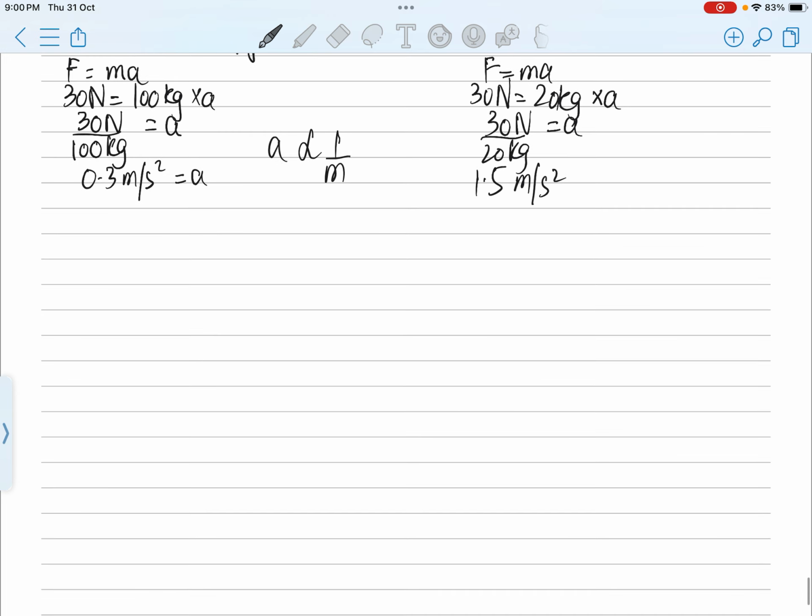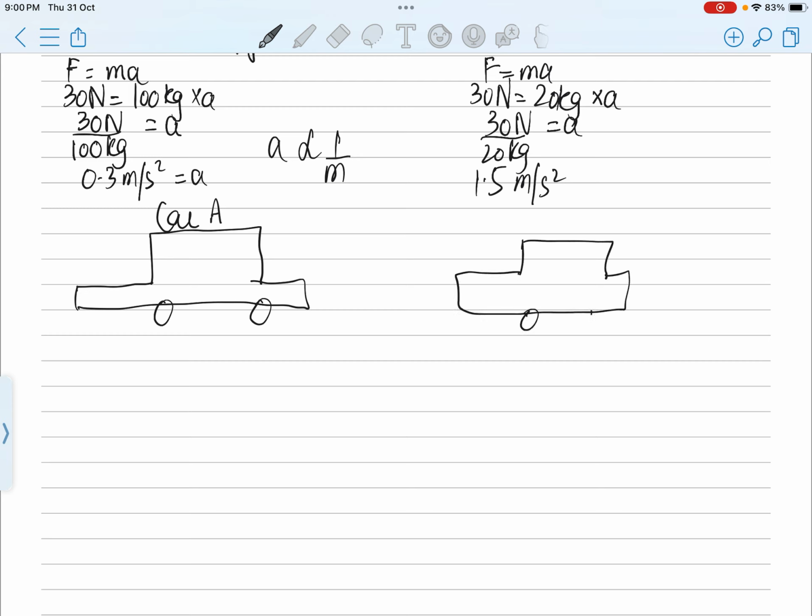We will also see the effect of the resultant force on the acceleration of an object. This is car A, this is car B. Okay, now imagine both cars have the same mass. Here the resultant force is 20 Newton, here the resultant force is 50 Newtons. So you will see the effect of resultant force on acceleration.